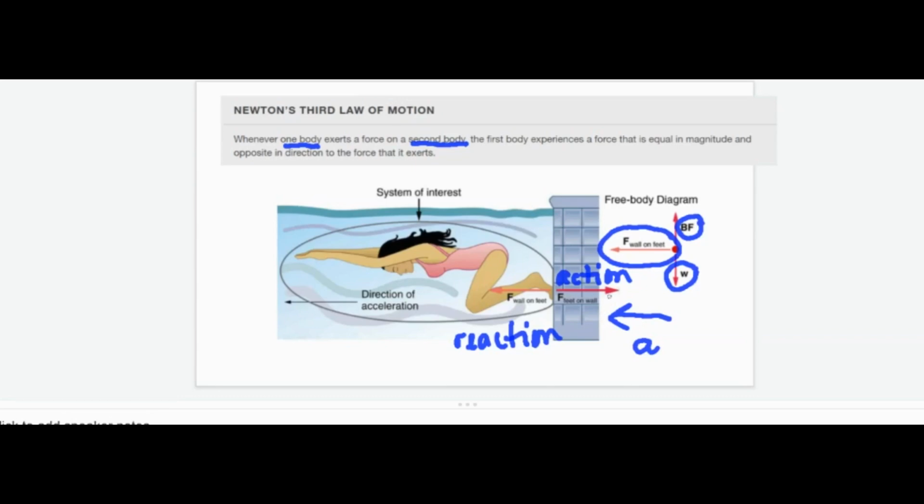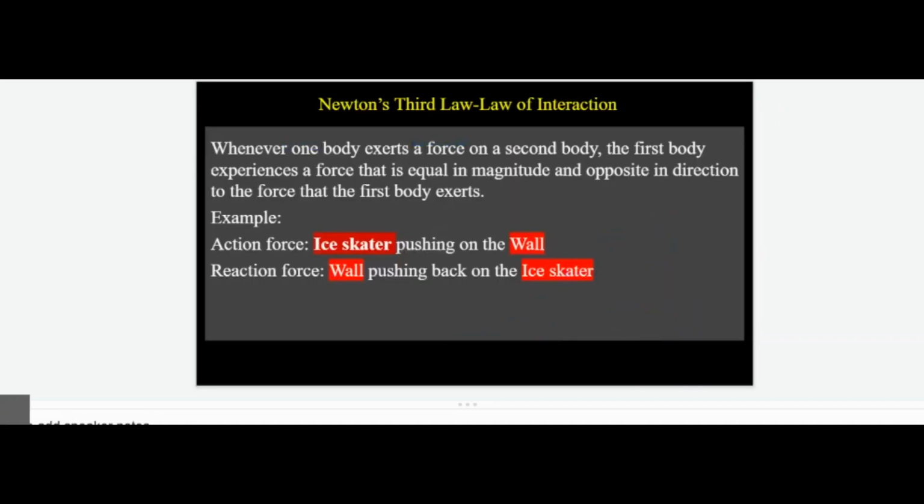So that's the reason why they don't cancel each other out. All right, let's look into some more examples. Hopefully, this will help you understand it more. So, for instance, we have an ice skater pushing on the wall. Okay, that's the action force. What would be the reaction force?